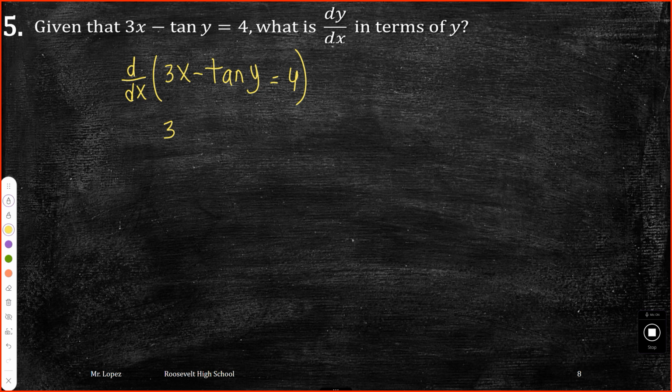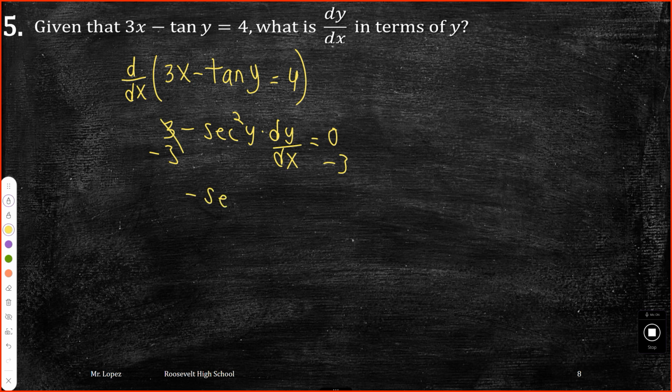What's the derivative of tangent? It's secant squared. So it's going to be minus secant squared y times dy/dx, equals 0. Solve for dy/dx. Okay, minus 3 to the other side.